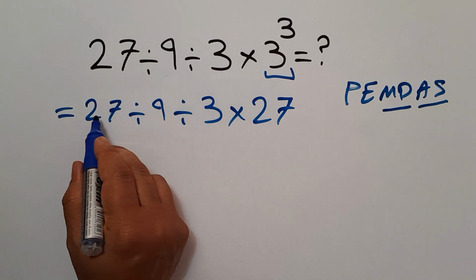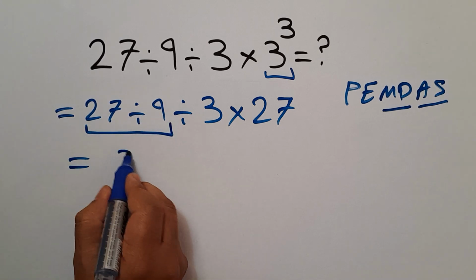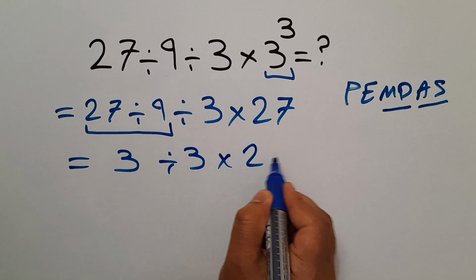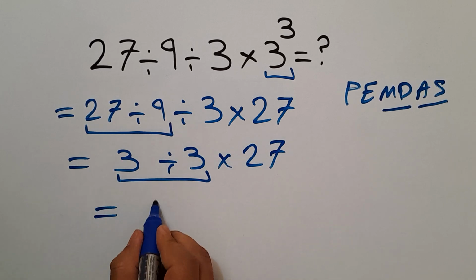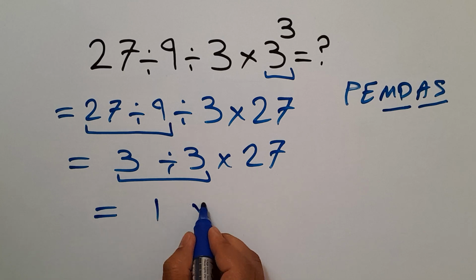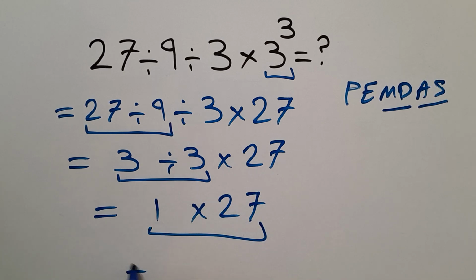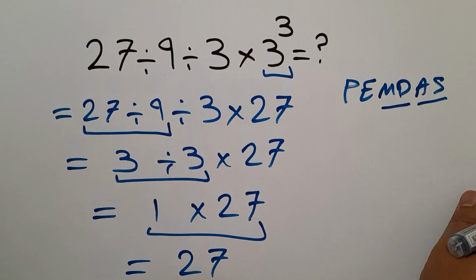So first this division: 27 divided by 9 gives us 3, and 3 divided by 3 then times 27. 3 divided by 3 is just 1, so 1 times 27, and this is equal to 27. So our final answer to this problem is just 27.